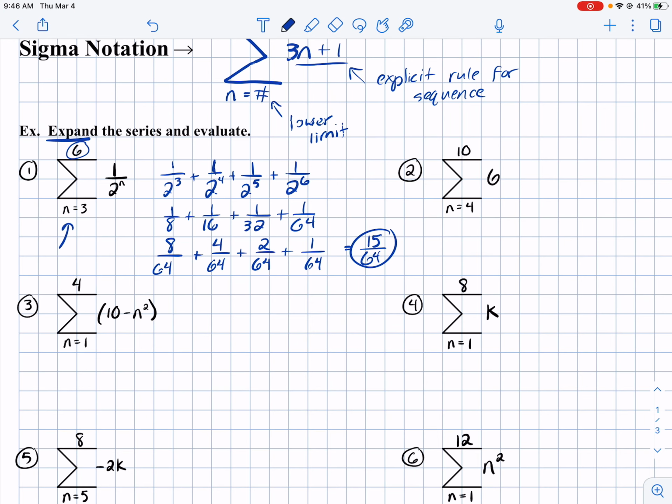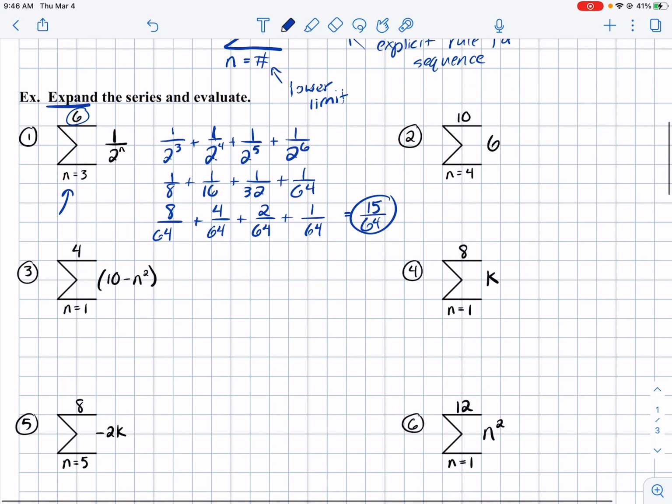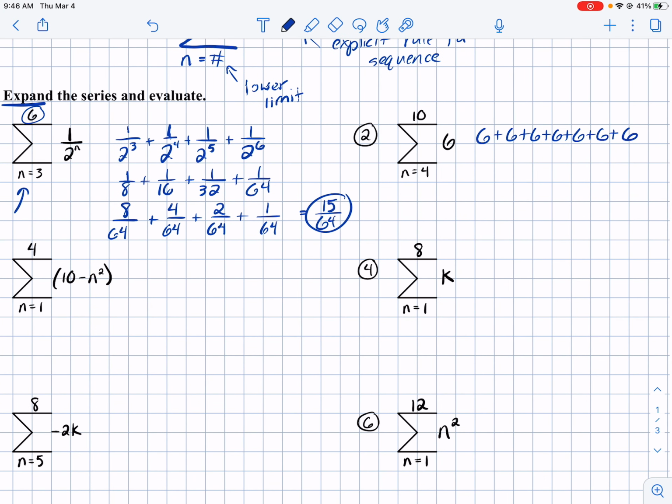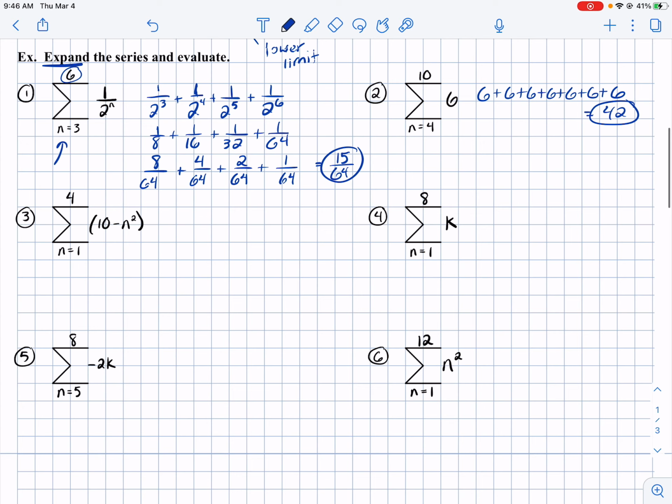All right, let's try number 2, and then we'll let you try these next 4 on your own. Number 2, the rule is just 6. So from the 4th term all the way up to the 10th term, which is a total of, that's actually 7 terms, it's going to be 6 plus 6 plus 6 plus 6 plus 6 plus 6, and one more, plus 6 gets us 42. Okay. So I know the difference of the upper limit and the lower limit is 6. Sorry for all the 6's here. But that's actually 7 terms, right? 4, 5, 6, 7, 8, 9, 10.